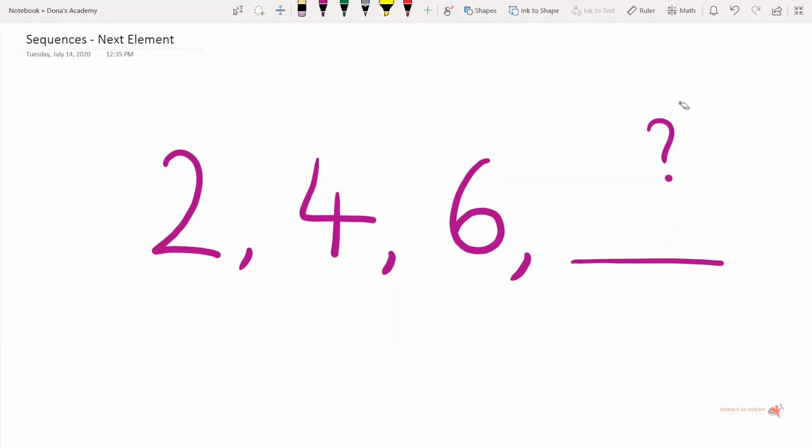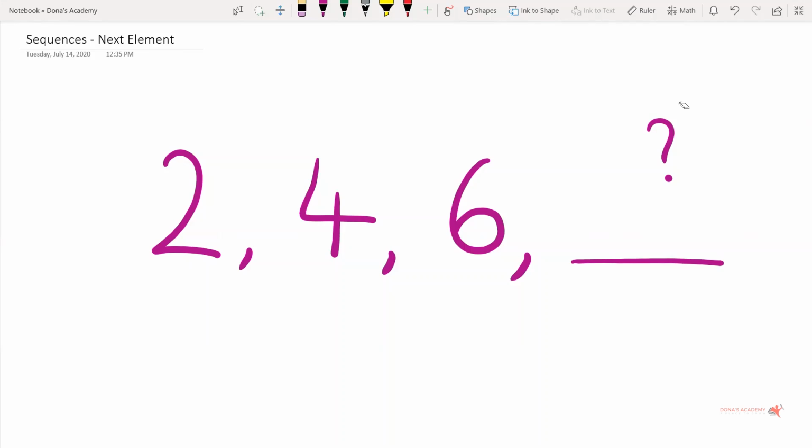Alright, so what did you think about this sequence? What is the next number? Is it 8? The thing is, the next element is not necessarily 8. It can be 8 if you recognize the most common pattern or the general formula.